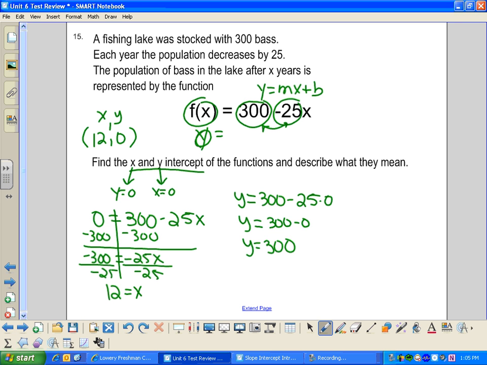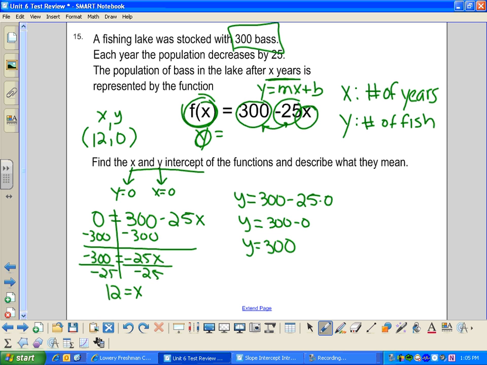Now it says, describe what they mean. Well, let's figure this out. The population of bass after x years is represented by this function. What does this x variable here mean? x means the number of years, right? And y represents the total number of fish.